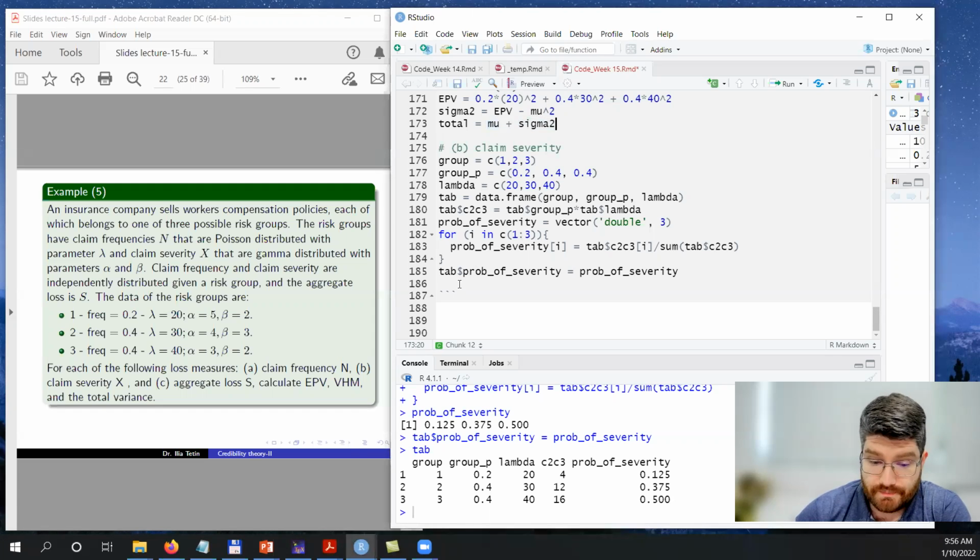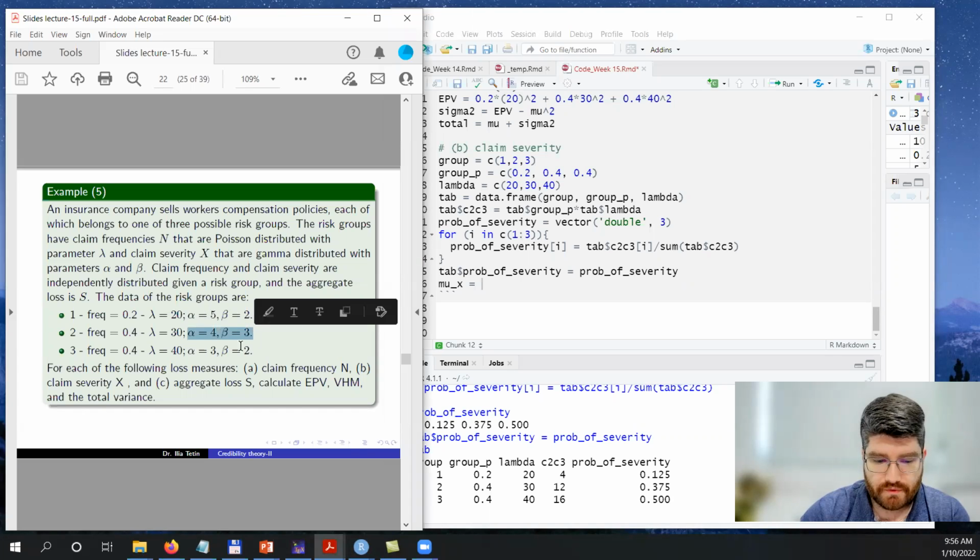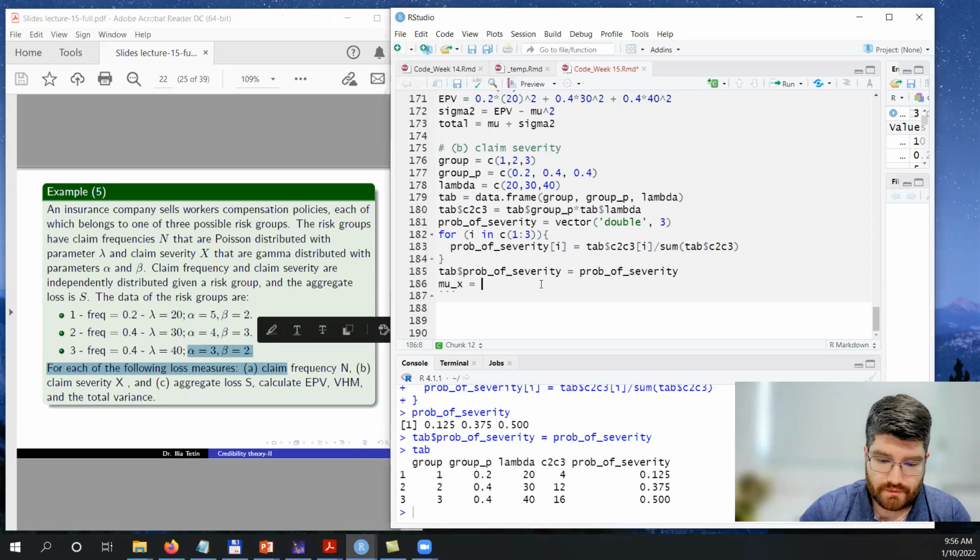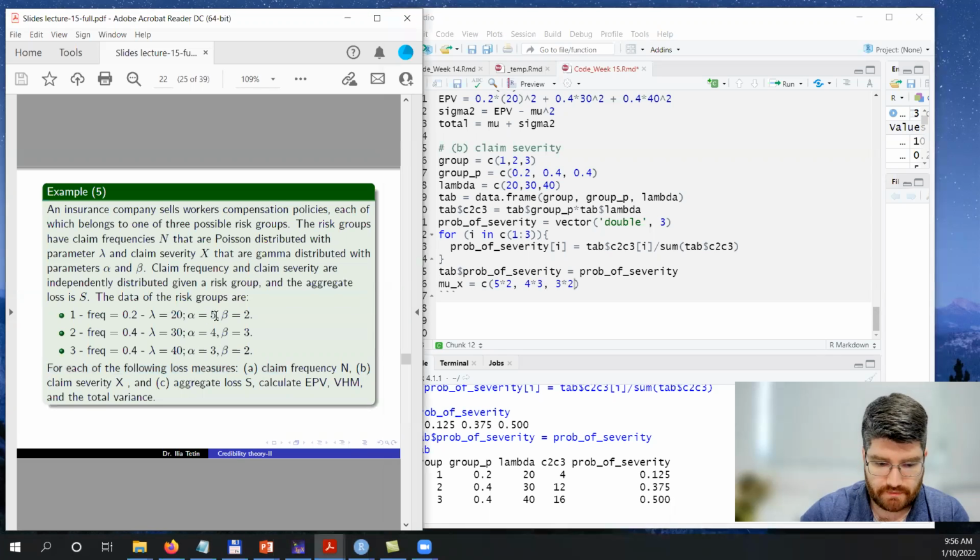And these will be almost the same as we have calculated here, our mu and c, all right? So to calculate that, let's define mu x. Actually we have the parameters here, alpha and beta are given for each of the columns, these are they. So mu x is just the product of alpha and beta, okay? So mu x will be 5 times 2, 4 times 3, and 3 times 2. So I'm just multiplying 5 times 2, 4 times 3, and 3 times 2.